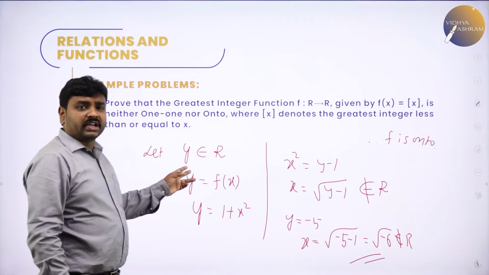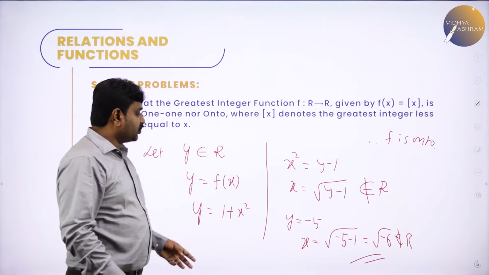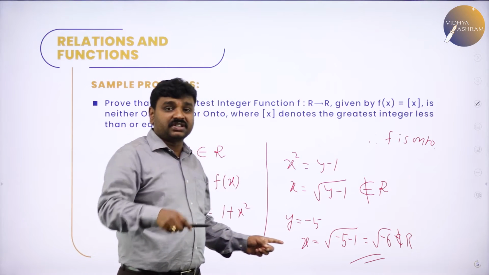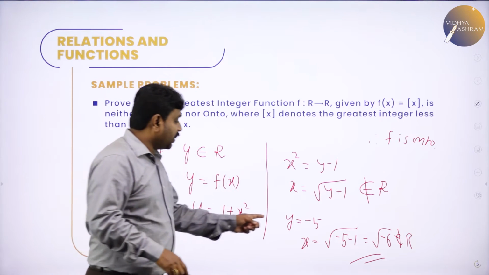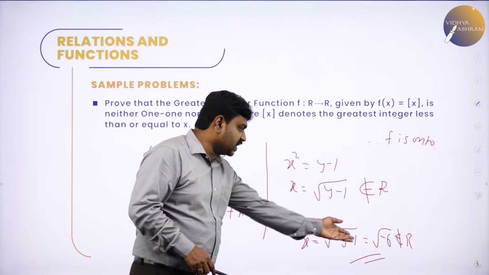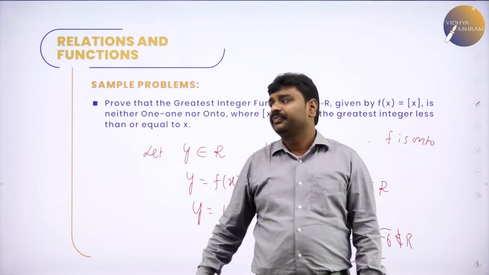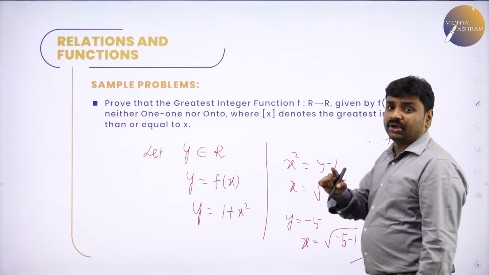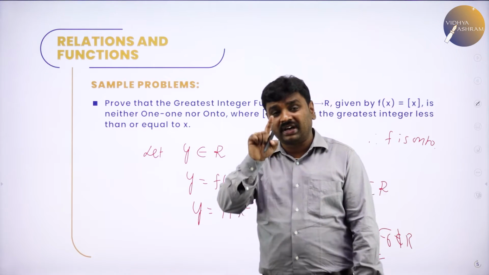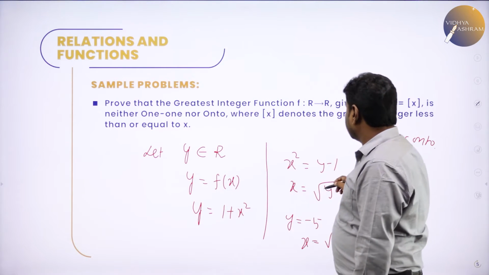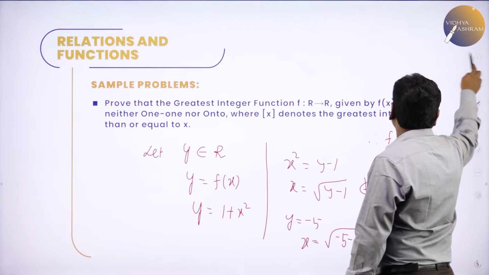So, onto means what? Every element in the codomain should have an image. Every element in the codomain should act as an image. I am taking minus 5, which is a real number. It does not have an image. I am getting an imaginary number. This is the other way. Next, what is meant by onto? Every element in the codomain should act as an image. Here minus 5 is not acting as an image.